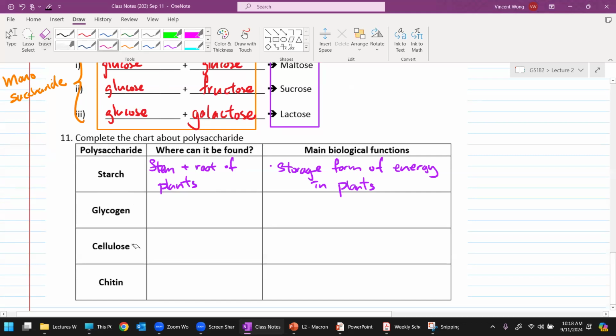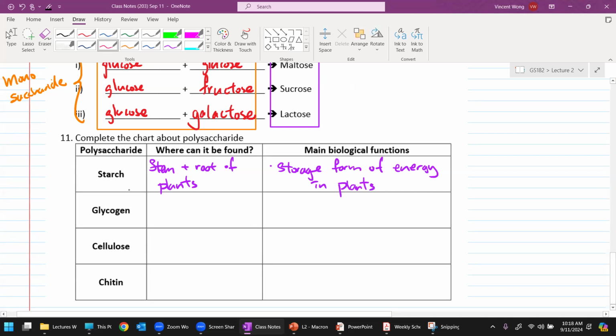How about glycogen? Where do we find glycogen in our body? Liver and muscle. Do you know where your liver is, by the way? Can you show me your liver? How many livers do you have? One. Okay, good. We know that much. Which side is it on? Is it on the right or is it on the left? Right here, under your diaphragm.